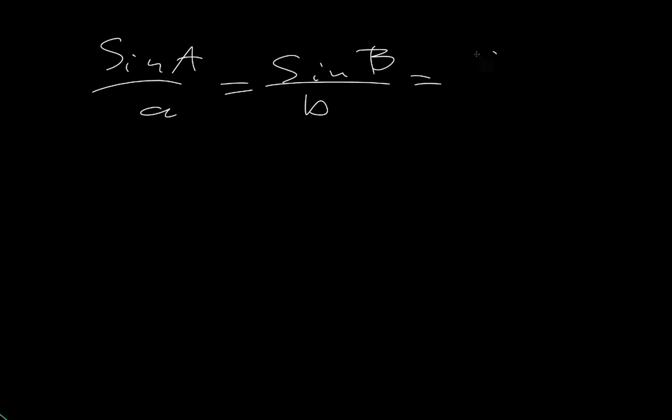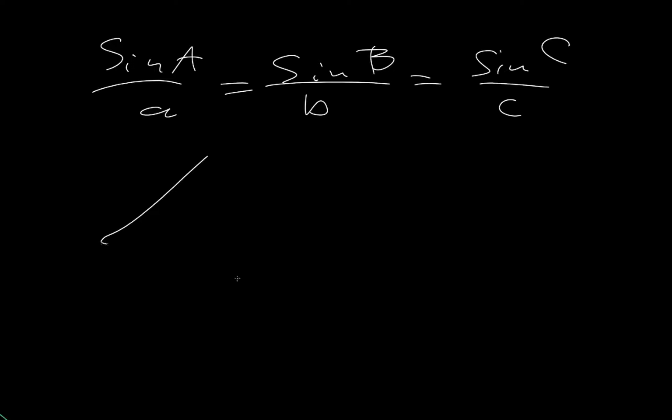Hey math kids, today we're going to talk about the sine rule. It's chapter 8, section D in your book. And the sine rule is sine A over A, sine B over B, and sine C over C. So all the things on the bottom are sides, and all the things on the top are angles. So capital A, capital B, capital C are angles.